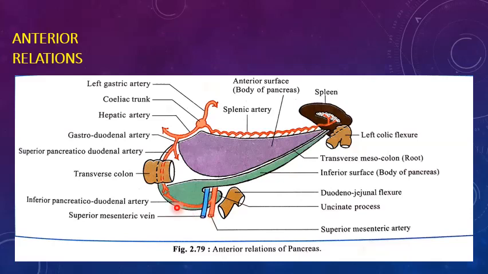So the anterior relations are: the upper part is non-peritoneal, related to the transverse colon. The lower part is covered by the peritoneum derived from the inferior layer of transverse mesocolon, and it is related to coils of jejunum. And anteriorly, in front of the uncinate process, you are going to see the superior mesenteric vessels. These are the anterior relations of the head.